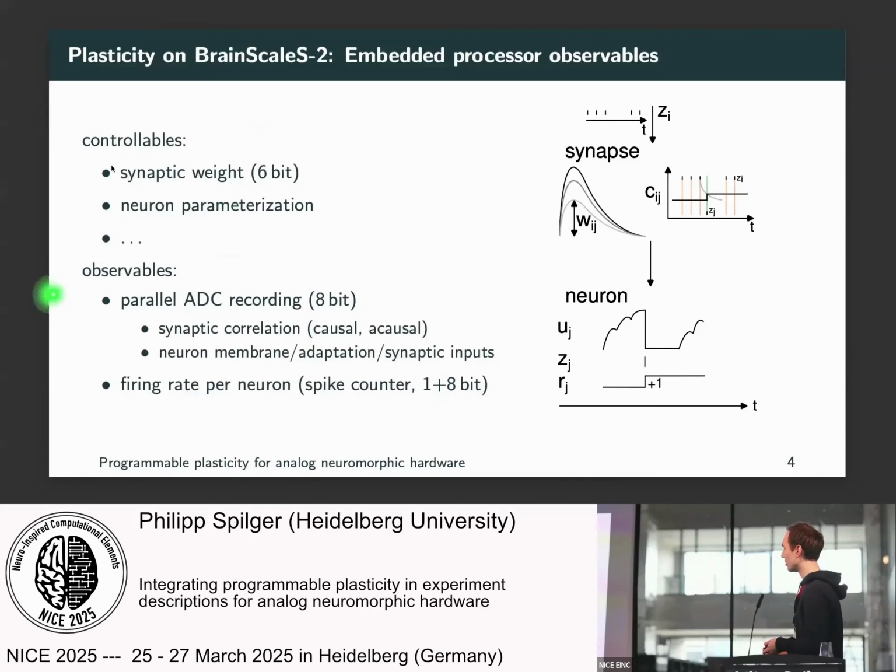And there are 2 main things which we can look at on BrainScaleS-2. This is parallel ADC recording, parallel meaning parallel for all neurons. And with this, we can look at synaptic pre-post spike pair correlation, causal and acausal, with exponential decay, and membrane adaptation and synaptic input recordings of the neurons. And in addition, we have a firing rate kind of mechanism which is available by counting spikes for each neuron. So with these observables, we can now look at how we can integrate plasticity.